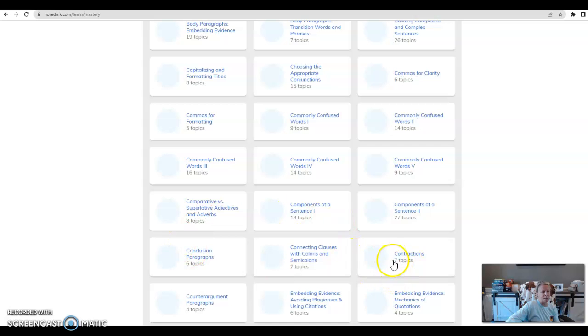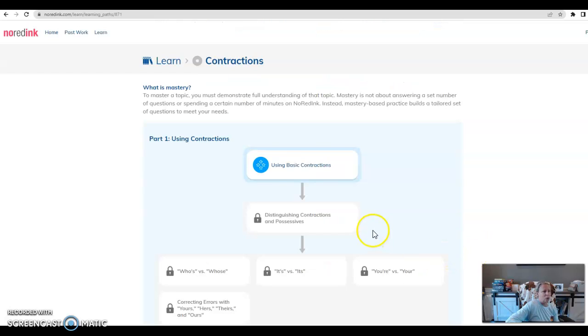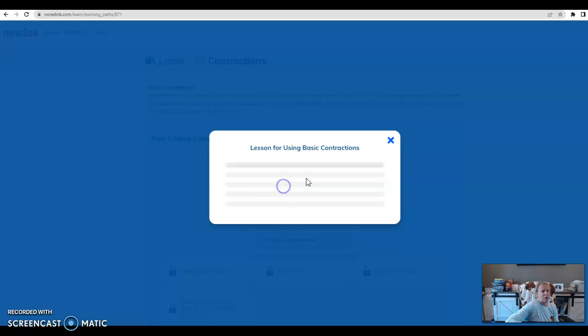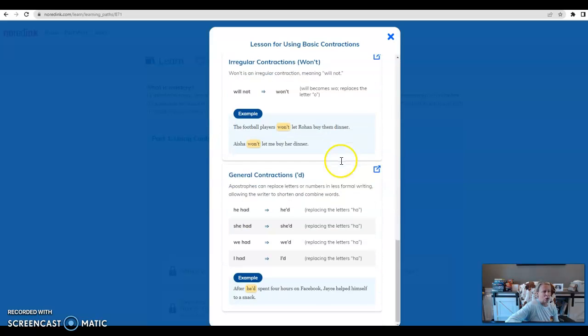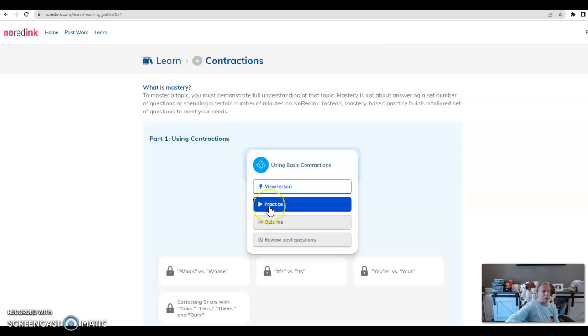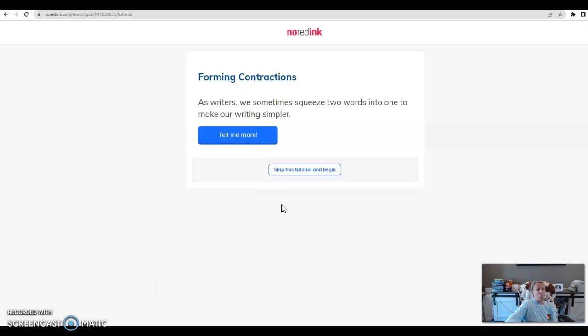So let's say I want to look at contractions. So I'm going to click on contractions and then I'm just going to do that. And I'm going to view the lesson real quick, talk about contractions, and then I'm going to go to the practice and practice that contractions. So remember, once you're done with that little section, then you're going to get those little round green check marks, and then that's going to be what you can get Live School points for. So pretty easy, right?